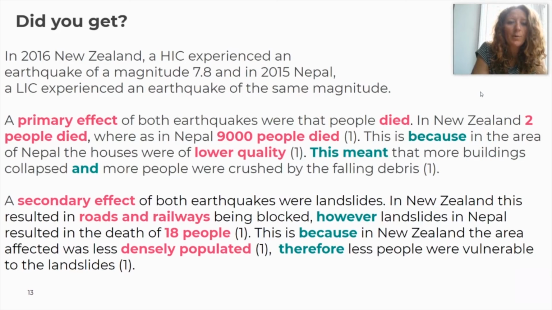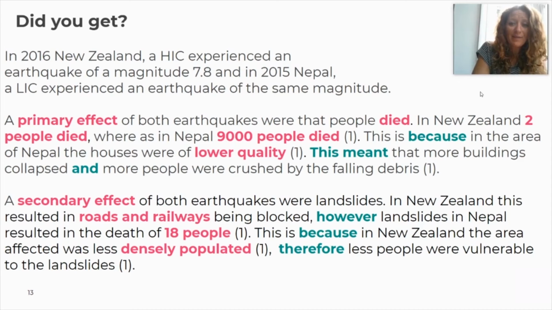So then, a primary effect of both earthquakes was that people died. In New Zealand, 2 people died, whereas in Nepal, 9,000 people died. This is because in the area of Nepal, the houses were of lower quality. This meant that more buildings collapsed and more people were crushed by the falling debris.